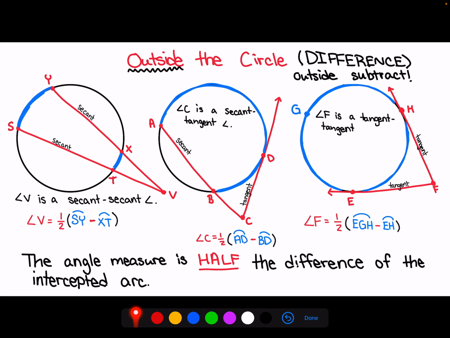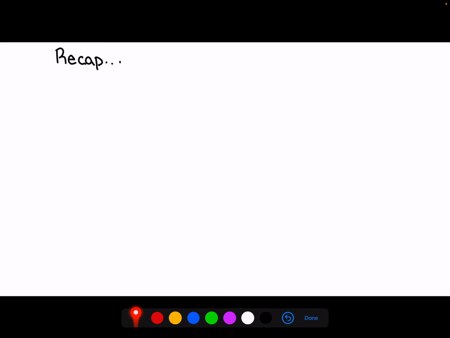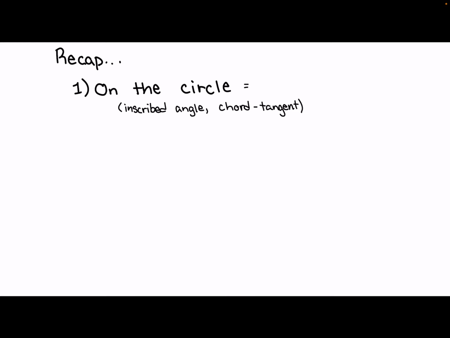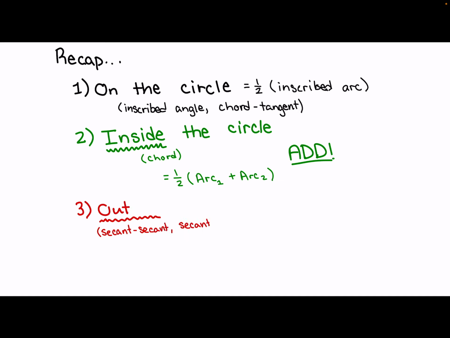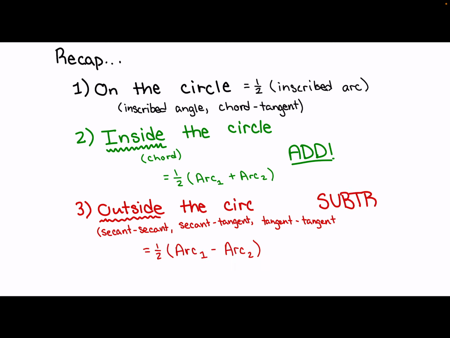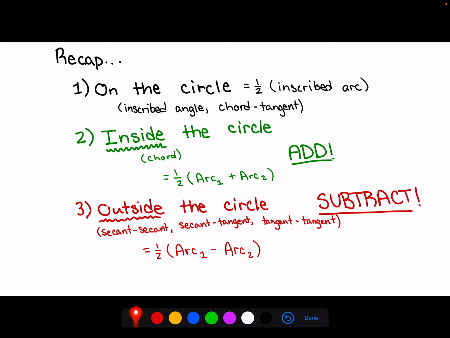Those are the three various situations that we have. So let's go ahead and recap and give general equations to each of these. So again, the first situation that we'd have is when we are on the circle. That means that we are inscribed within the circle, and our equation is 1/2 of the inscribed arc. The second situation that we saw was when we were inside the circle. This was made up of chord-chord segments, and the chord-chord angle that we saw, the equation that we had was 1/2 arc 1 plus arc 2. Again, when we saw that we were inside, we always add.